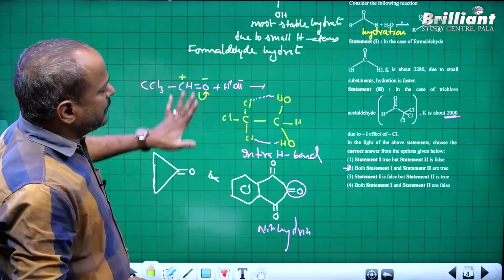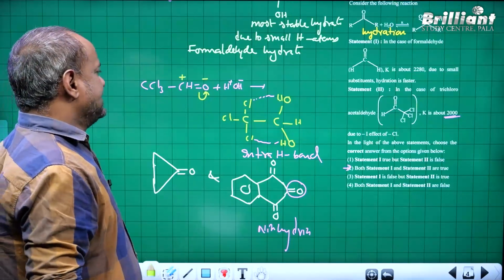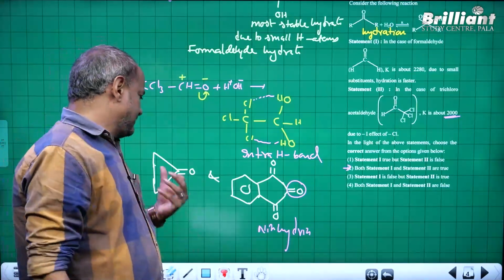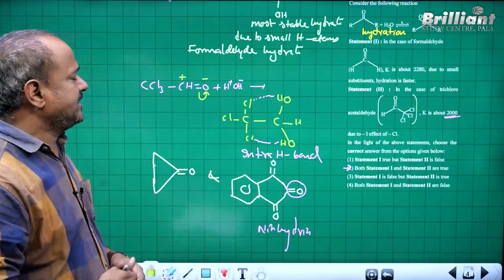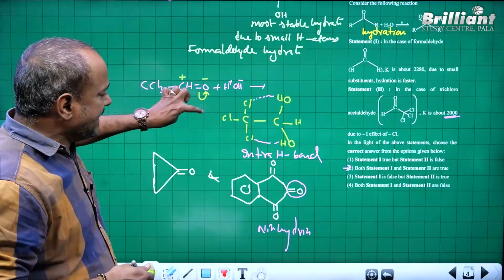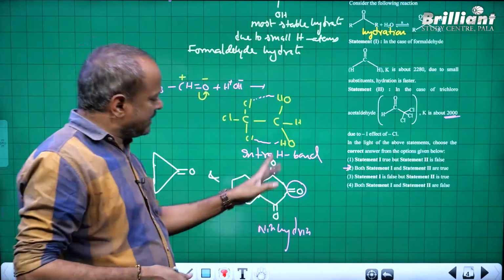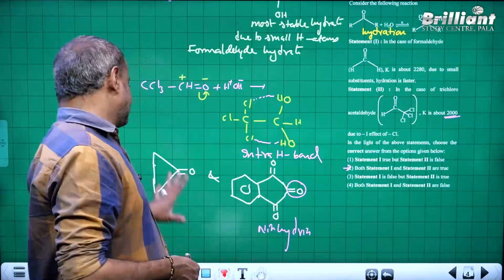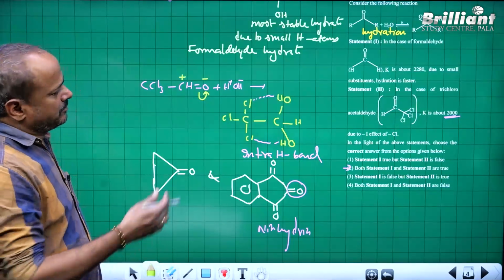So, 4 compounds generally form more stable hydrates only. First one is formaldehyde, second one chloral, third one cyclopropanone, fourth one ninhydrine, forming stable hydrates for different reasons. For this it is small atoms. For this it is the strong minus effect as well as intramolecular hydrogen bonding. For this one it is only intramolecular hydrogen bonding. For cyclopropanone the reason is that strain decreases. Okay. So, both statements are correct.